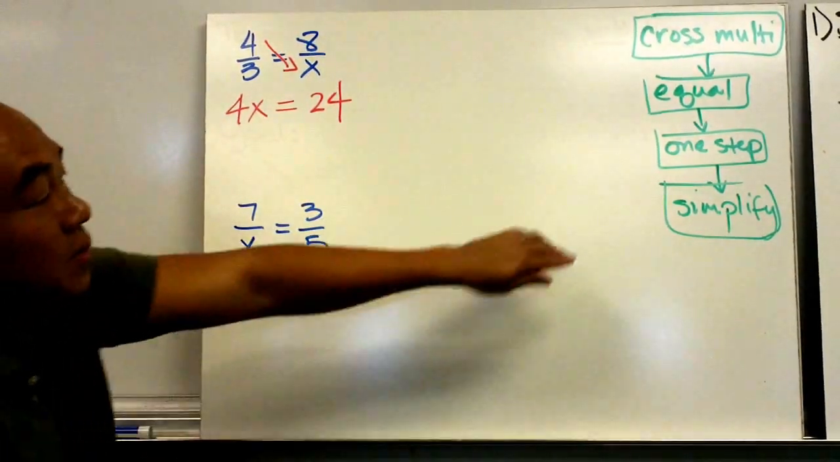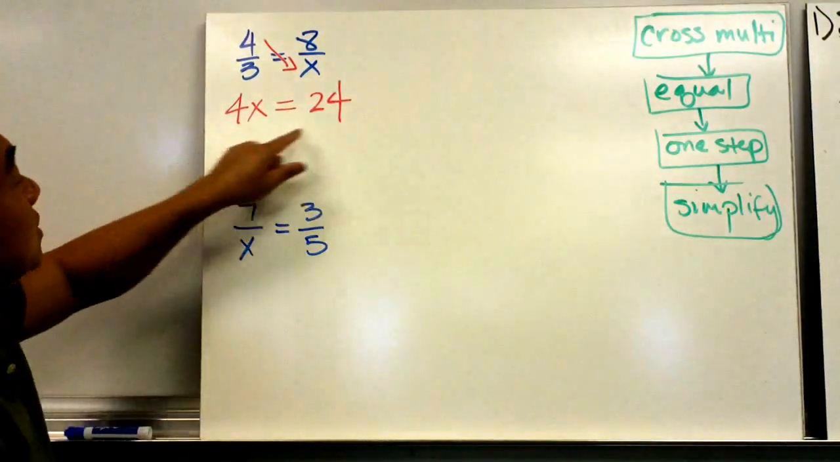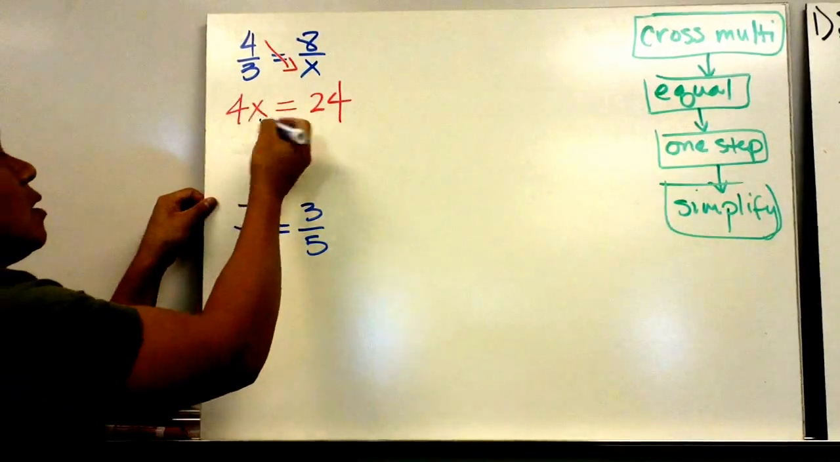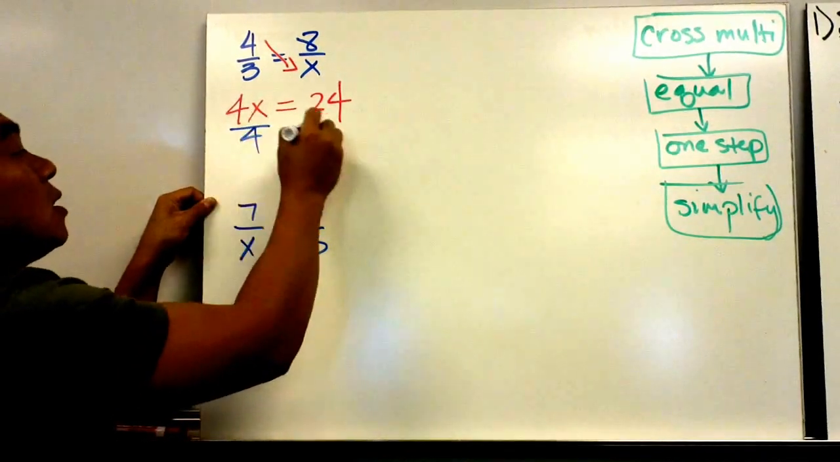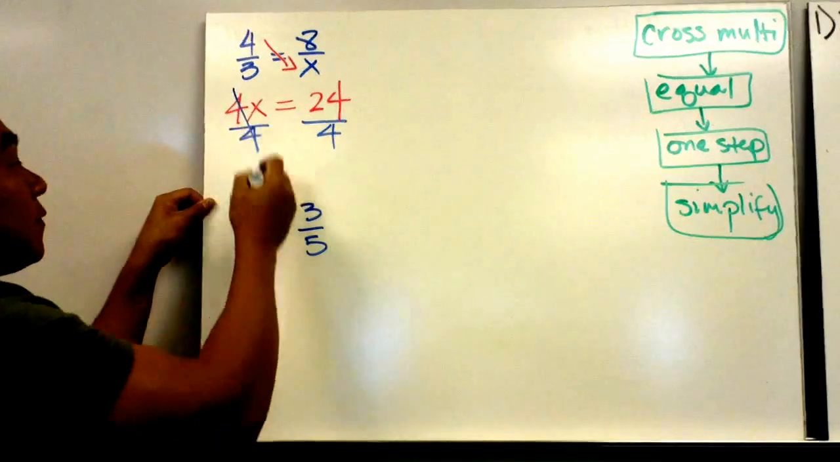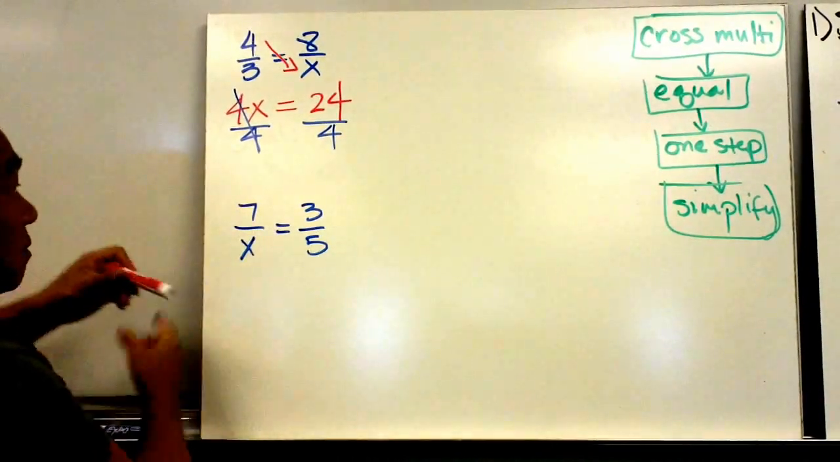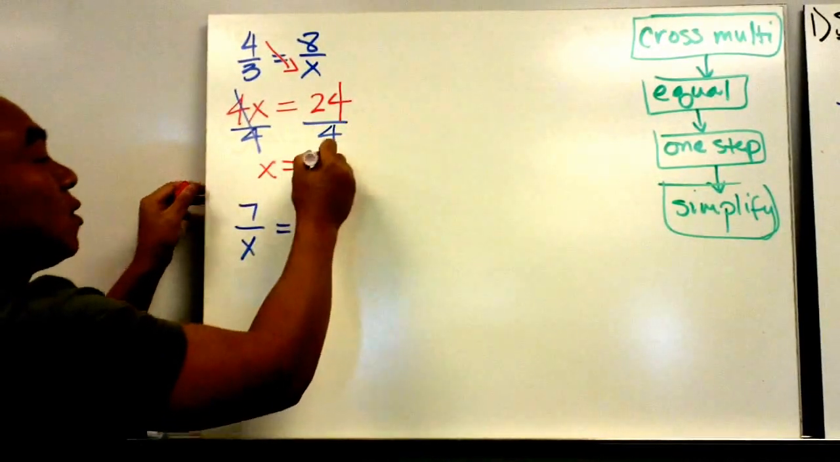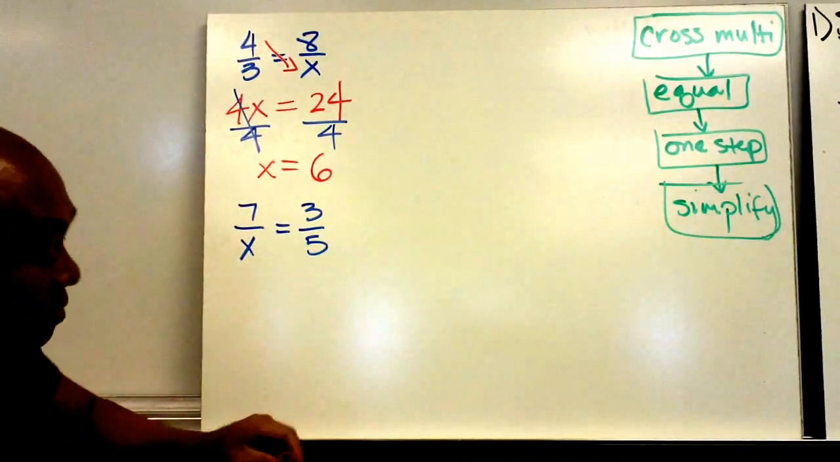Now again, it becomes a one-step equation, so divide both sides by 4, because since we're multiplying here, to undo that, we're going to divide by 4. Divide by 4 on both sides, property of equality. 4/4 becomes 1. x is equal to 24 divided by 4, which is going to give us 6. Alright.